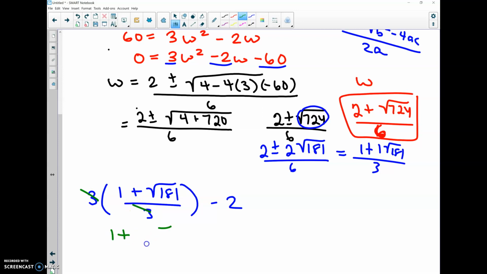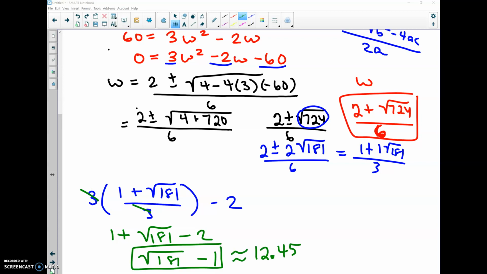So 1 plus root 181 minus 2. Your final answer would be the square root of 181 minus 1. That would be the exact answer. The estimate is approximately 12.45 feet. Alright, so you're seeing how ugly it can be with not coming out nicely.